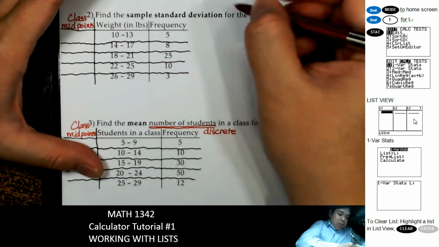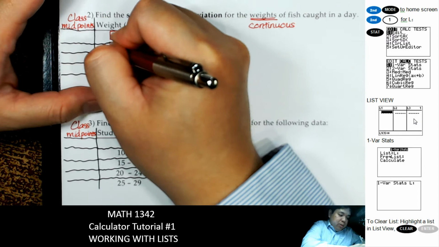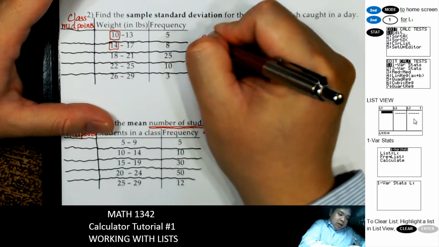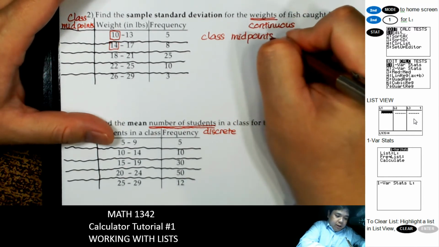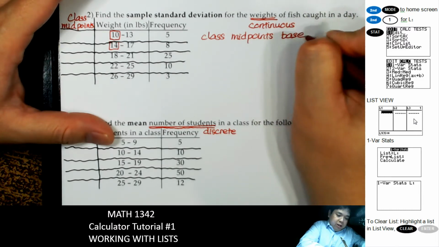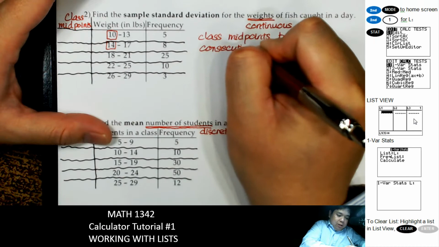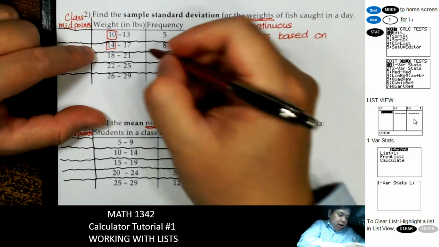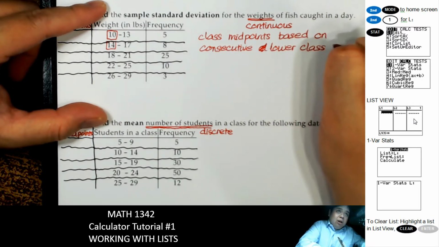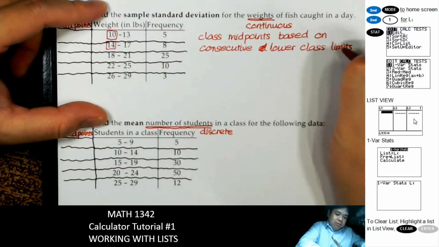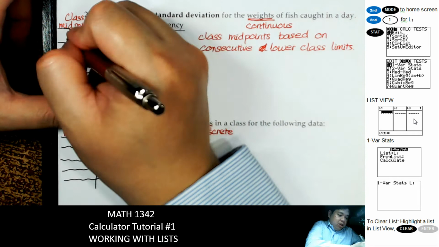So because of that, the class midpoint in this case will be the mean between the consecutive lower limits. So for continuous, the class midpoint will be based on consecutive lower class limits. So the first class will use 10 and 14. Between 10 and 14, we just do 10 plus 14 divided by 2. So that would be 12.